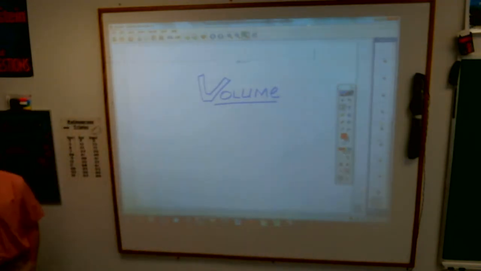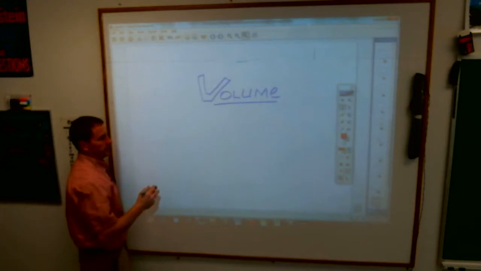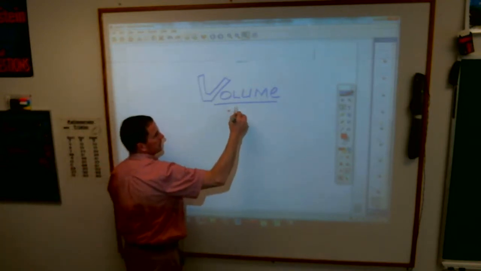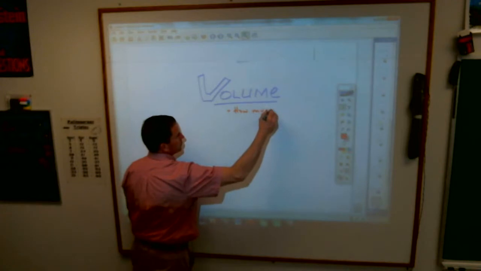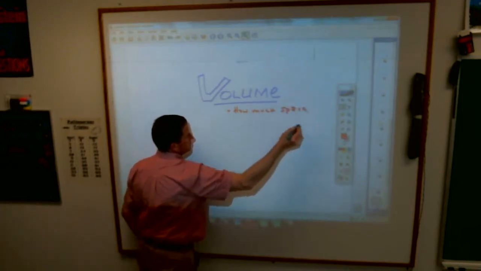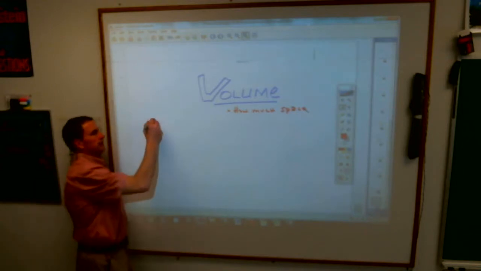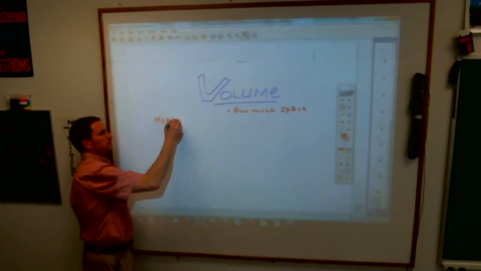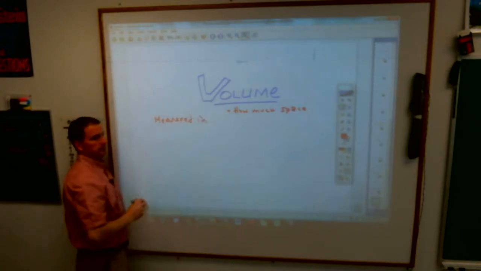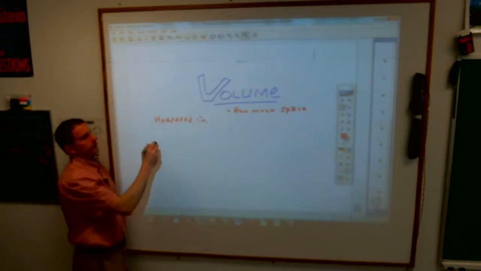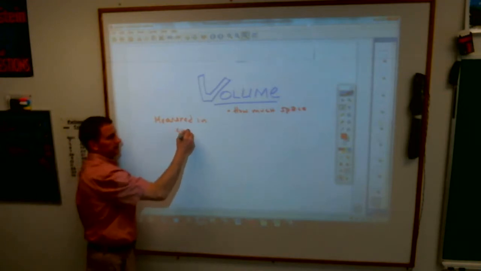Anybody, what is volume? What is it? What do we use it for? What good do we do? Sophia? Yeah, how much space it is. What do we measure volume in? How much space? More matter, I guess. Volume is always measured in what? Some sort of cubic units.